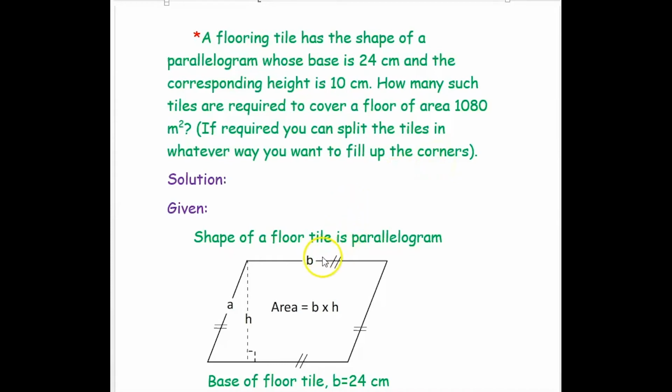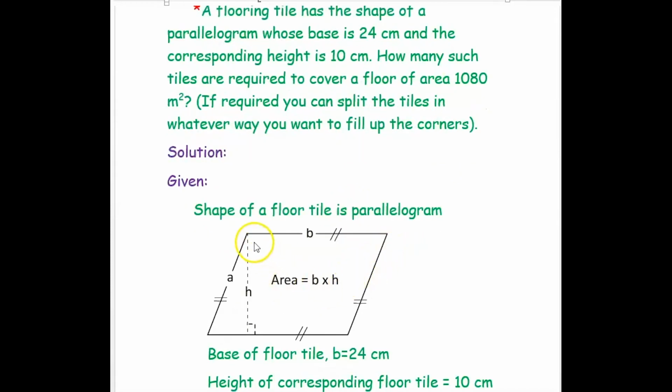The shape of a floor tile is a parallelogram. You know that. See, this is the shape of a parallelogram. We know that for parallelogram, opposite sides are equal and they are parallel to each other. So if it is A, then this side length will also be A. And if this side length is B, then this side length is also B. And moreover, they are parallel to each other. So now if you take from one corner to the base of that parallelogram, then the measurement from this to this you will call it as height.